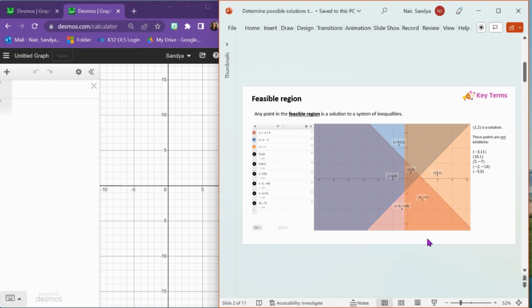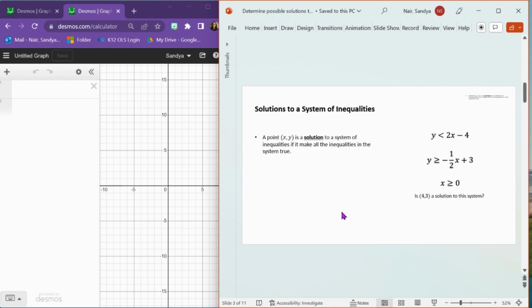So you can see in this example, the only point that's within the feasible region is (1, 2), because that's in the shaded region that overlaps in all three of these inequalities. Remember that a solution to a system of inequalities will be a point (x, y) that makes all of the inequalities in the system true. So if we want to determine if (4, 3) is a solution to the system, we would go to all these inequalities and plug in (4, 3). So let's try doing that, because remember in (4, 3), that means that x equals 4 and y equals 3.